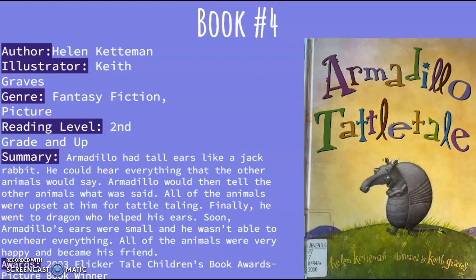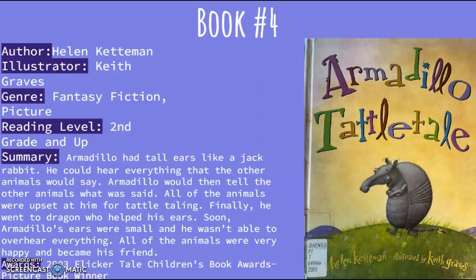The reading level is 2nd grade and up. And this was a super funny story about Armadillo, and he had tall ears, just like a jackrabbit. But the problem was he could hear everything that was happening in the forest. So he could hear all the little secrets that the animals had. And he went and spread all of those secrets to everyone.